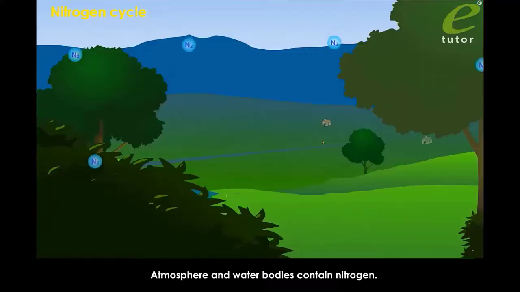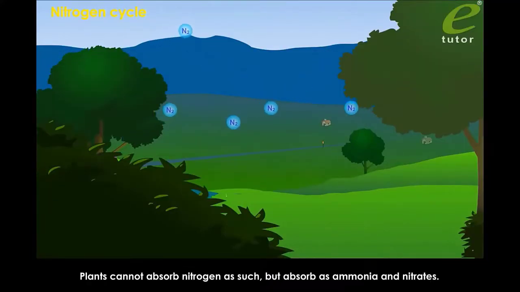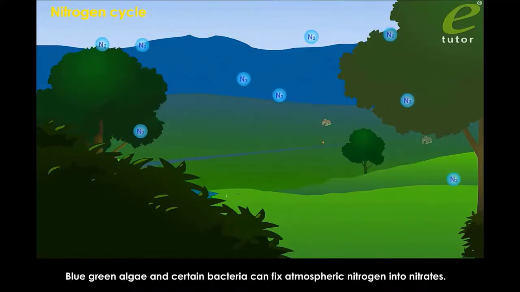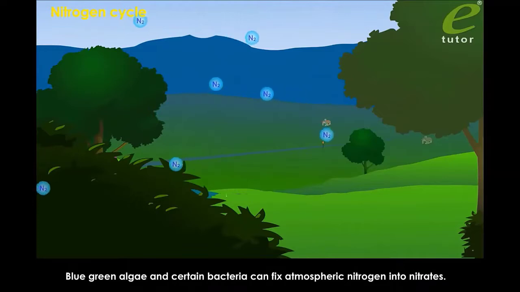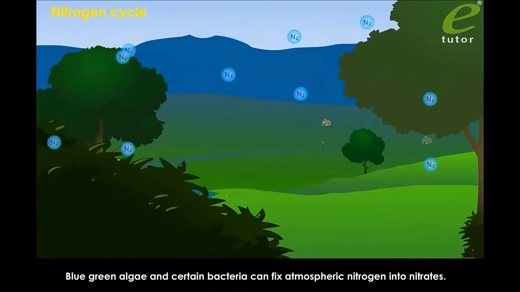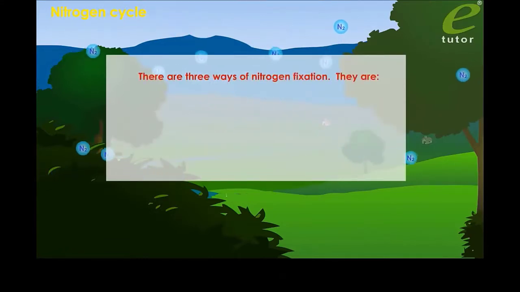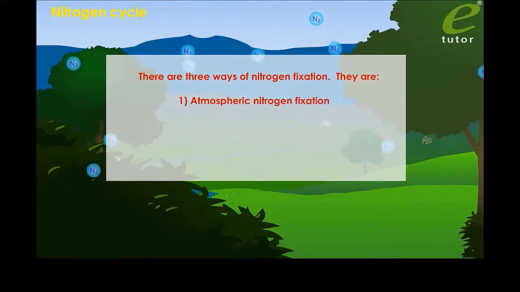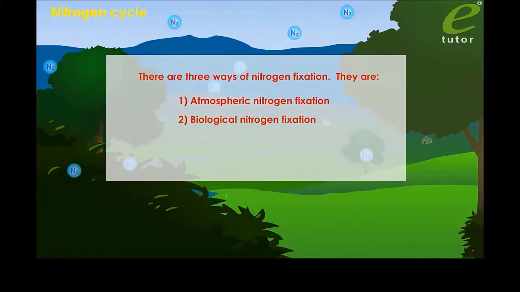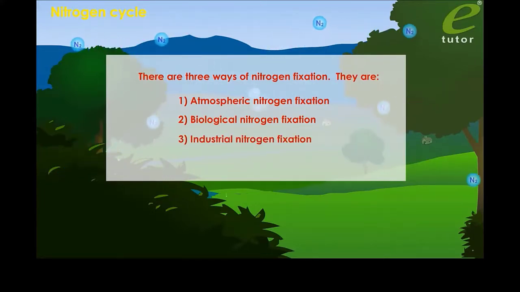The atmosphere and water bodies contain nitrogen. Plants cannot absorb nitrogen as such, but absorb nitrogen as ammonia and nitrates. Blue-green algae and certain bacteria can fix atmospheric nitrogen into nitrates. There are three ways of nitrogen fixation: atmospheric nitrogen fixation, biological nitrogen fixation, and industrial nitrogen fixation.